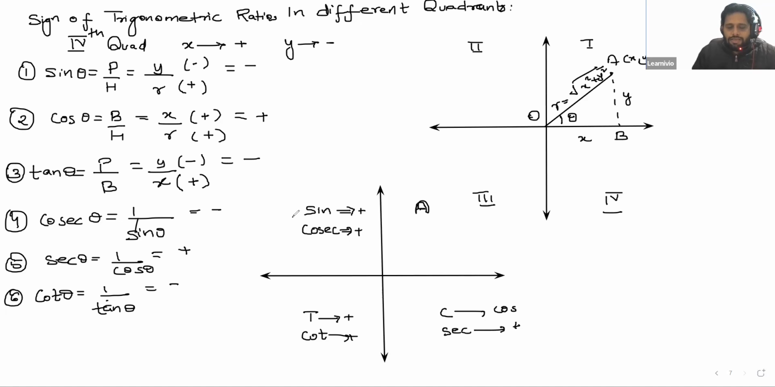So in the second quadrant, sine and cosec are positive, remaining are negative. In the third quadrant, tan and cot are positive, remaining are negative. In the fourth quadrant, cos and sec are positive, remaining are negative. Is this clear? Yes, sir. Okay, next we will do the next topic.